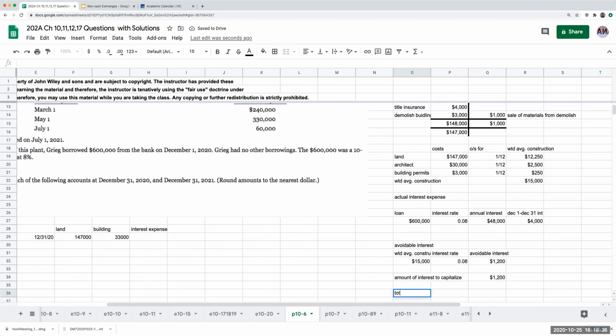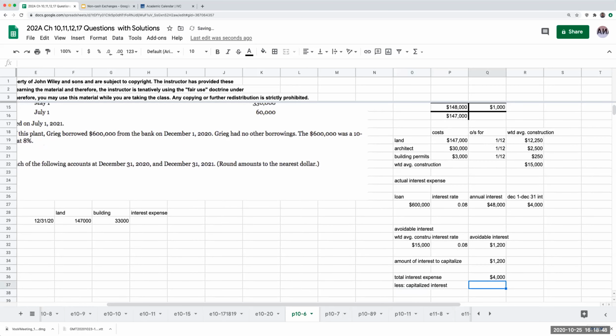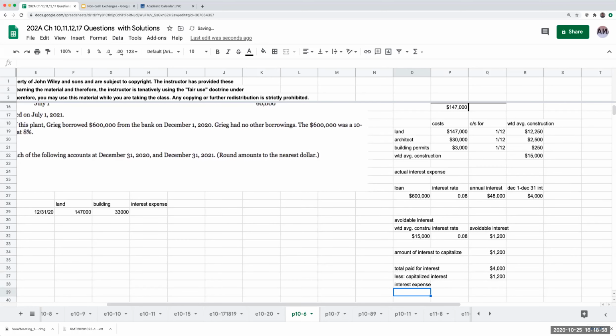So my total interest expense for 2020 was 4,000 less my capitalized interest, which is 1,200, or I should say total paid for interest. So my interest expense is going to be 4,000 less 1,200, or 2,800.